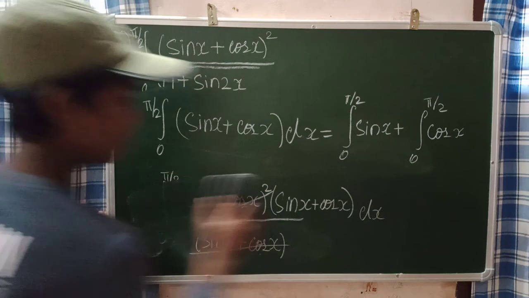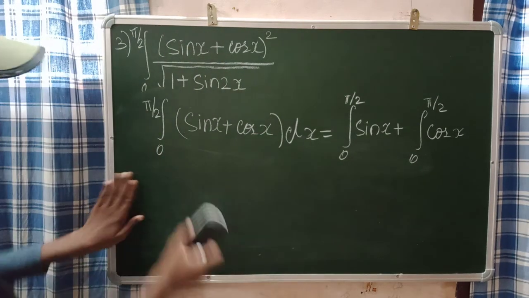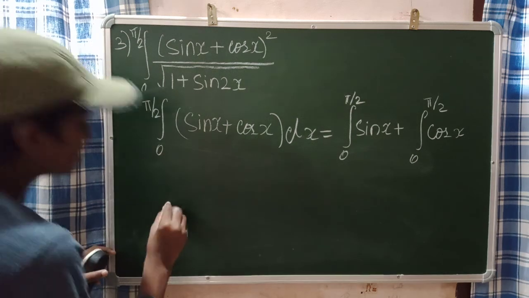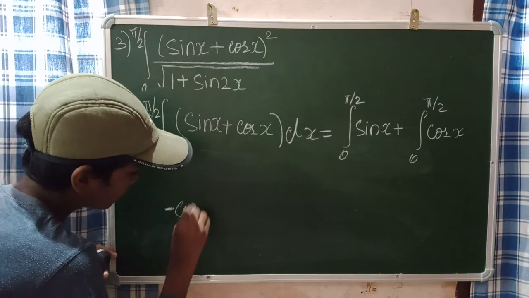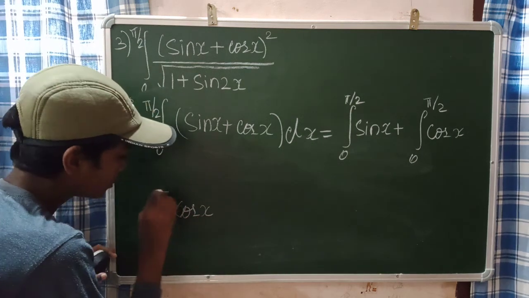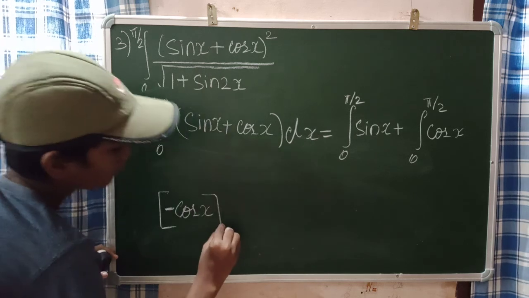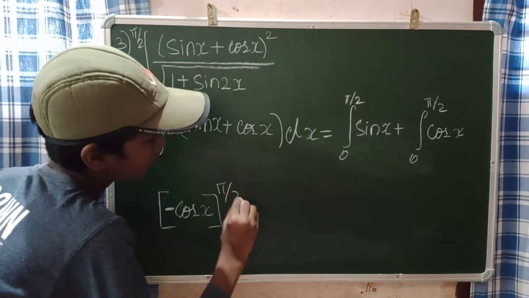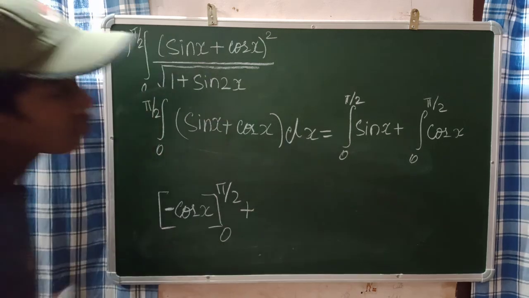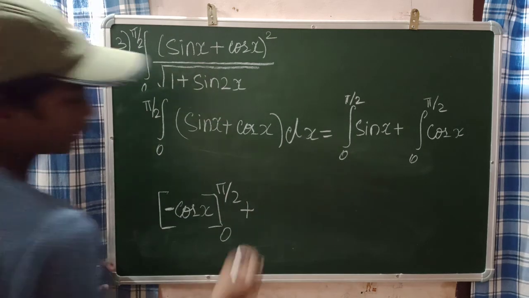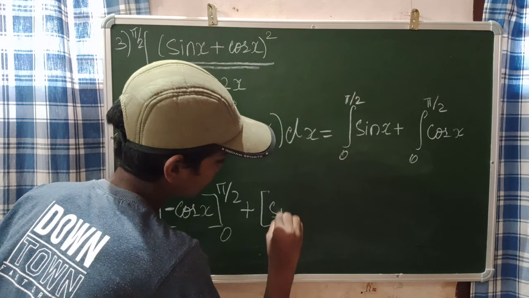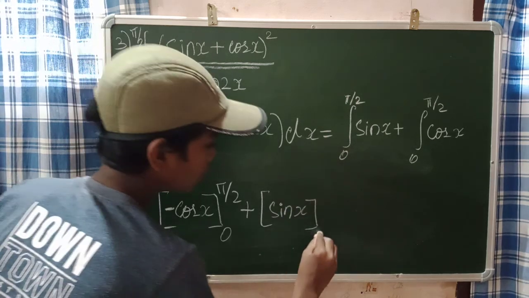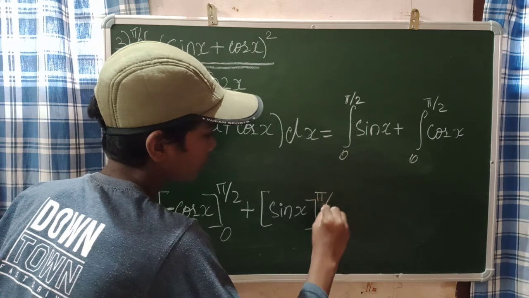Now I will rub this. Now just try to solve these different integrals. What is the integral of sin x? That is minus cos x. When you solve this definite integral, you will put a box like this, with the lower limit 0 and upper limit pi by 2. Then plus the integral of cos x, which is nothing but sin x, from 0 to pi by 2.